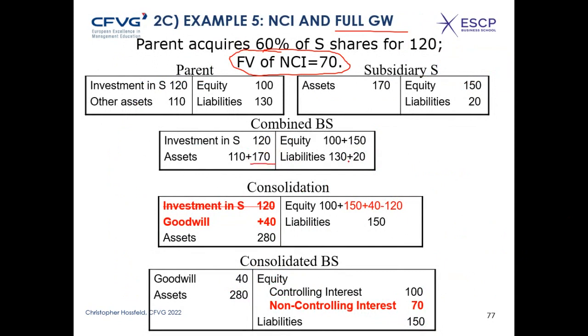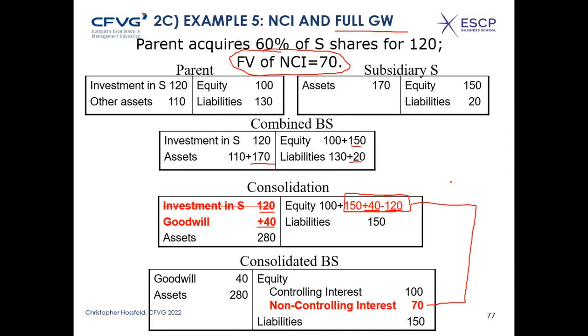I still take 100% of the subsidiary numbers. Okay, it's the same thing. The only thing here, I change the order of integration, but it doesn't really matter. So I add the goodwill and put this in equity, and then I delete 120. And you see the remaining value here is 70, which equals the fair value of NCI.